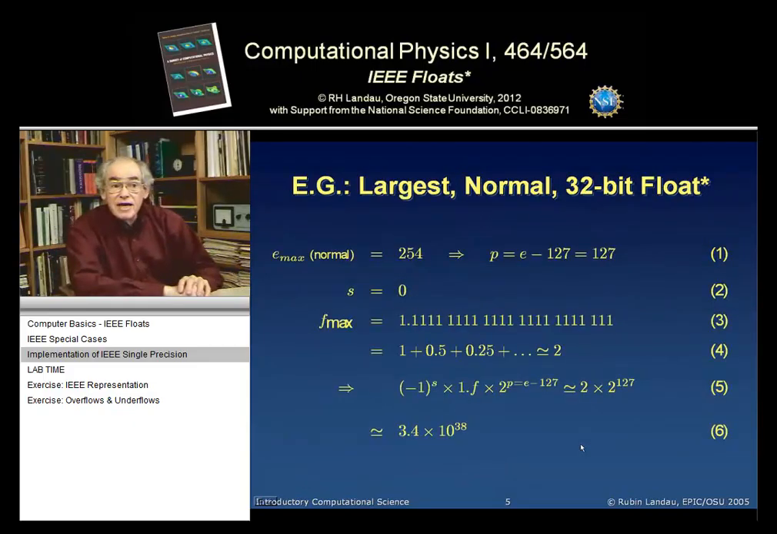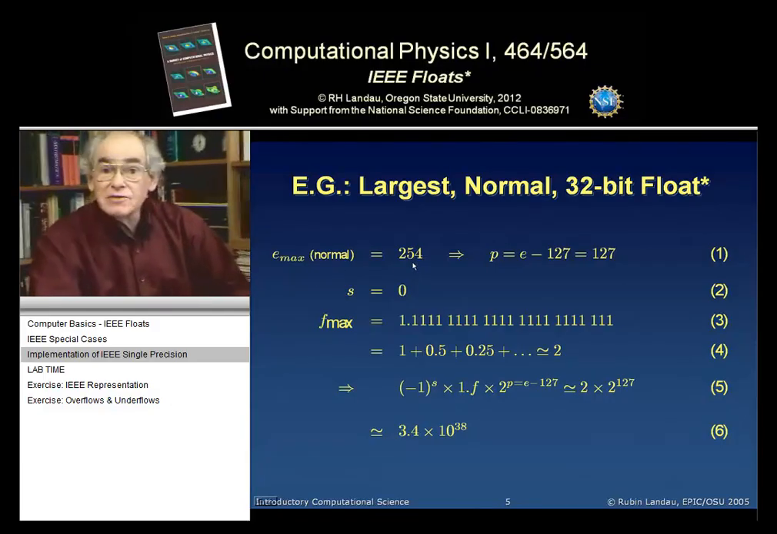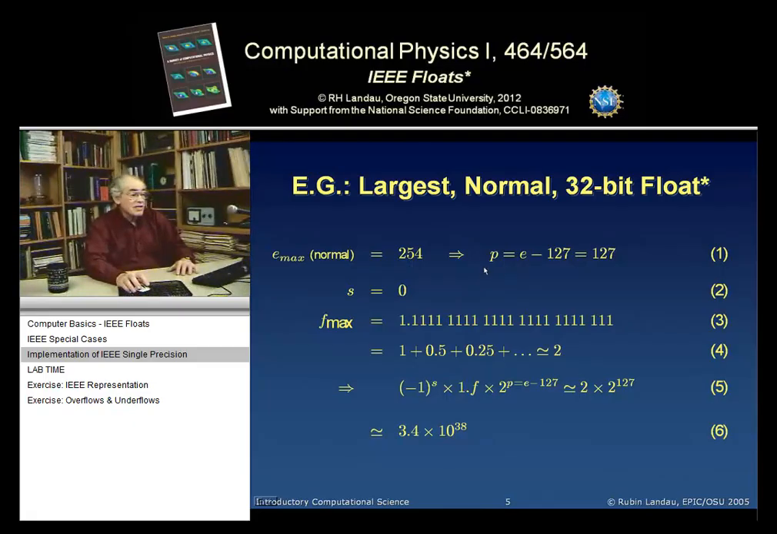So let's look at an example. Take a look at slide 5. This is an example where we ask you to compute the largest normal 32-bit float that can be stored on a computer. This is what we have to do. Well, it's sort of obvious. What's the largest 32-bit number? First you'd make the stored exponent E as large as possible. It has the maximum value 254, and that means the actual exponent, which is E minus 127, is 127. So that's the maximum exponent it can have.